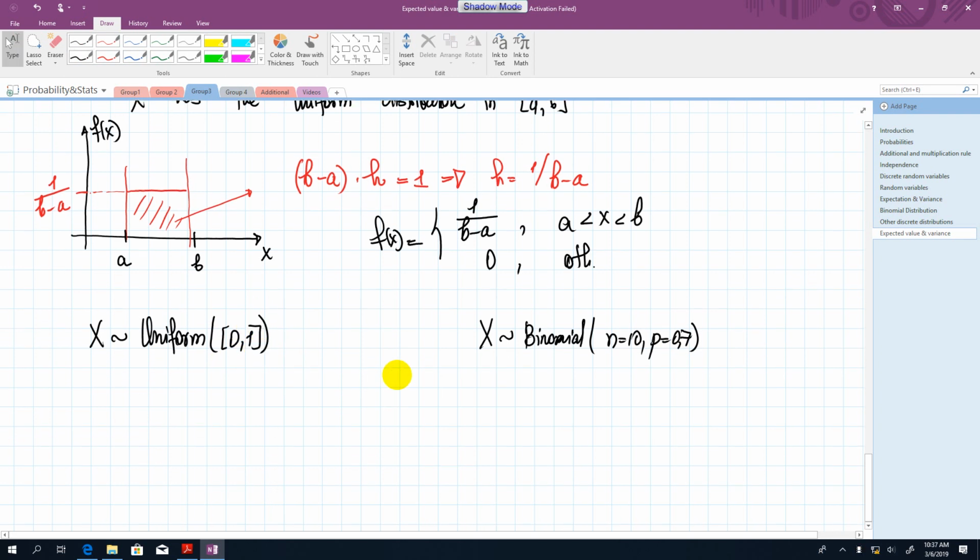X has a uniform distribution between 0 and 1, so we need to find its expected value, which will be equal to the integral from 0 to 1 of x multiplied by f of x, which is 1, right? If you integrate this, it will be x squared over 2 from 0 to 1. So this will be 1 over 2, right? Which is clear, right? If x can take values between 0 and 1 uniformly, then on average it should take 1 over 2. Okay.